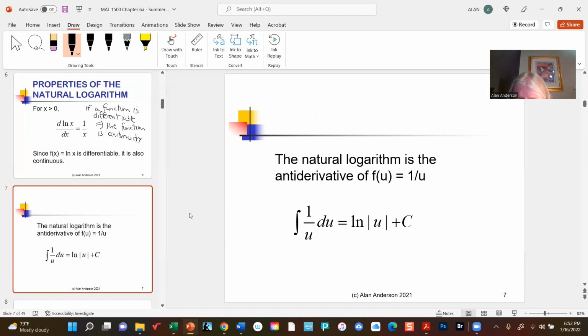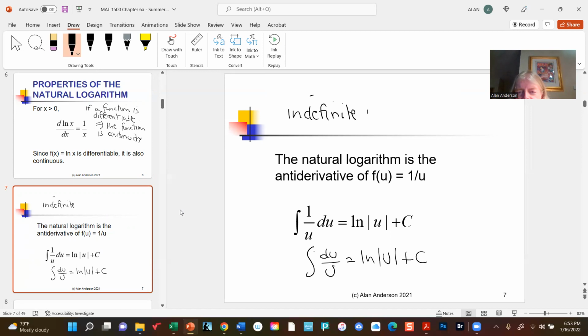The natural log is the antiderivative, as we've already seen as well, of 1 over u du. Okay, you might recall that it's the absolute value. So whatever u happens to be, when we take the integral of 1 over u du, or of course you could also write this as du over u, you'll end up with natural log of absolute u plus c. And of course, don't forget the c, because this is an indefinite integral. We always need the c with indefinite integrals.